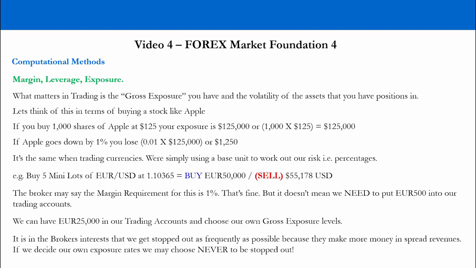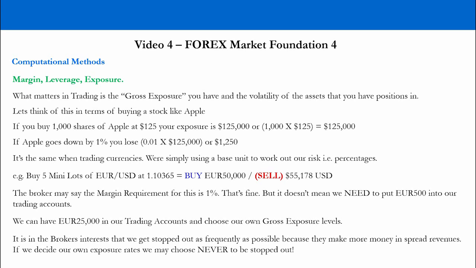Well, it's exactly the same when trading currencies as it is when trading stocks. We're simply using a base unit to work out our risk, so our percentages. So let's say we bought 5 mini lots of euro-dollar at 1.10365. That's going to be 50,000 euros, so in base currency 50,000, and it's going to be in US dollars 55,178, so in quote currency 55,178. And the broker, let's say the margin requirement at the broker is 1%.